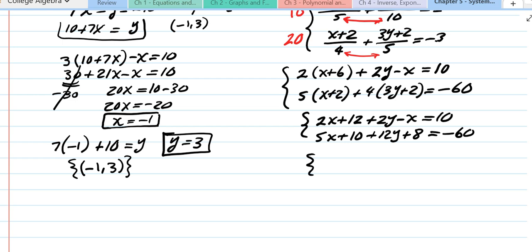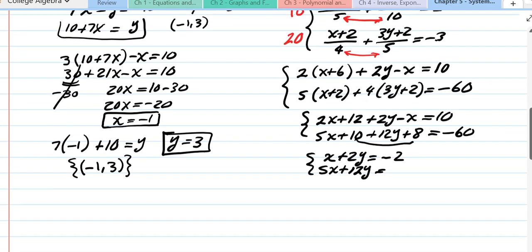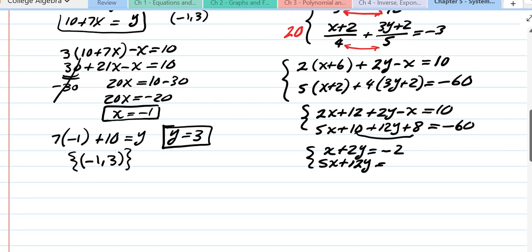First equation, combine like terms. 2x minus x would be x plus 2y equals. Move 12 to the other side or subtract it from both sides. And there, that's what that is. And then the bottom one, we have 5x plus 12y. So that's 5x plus 12y equals, 10 and 8 make 18. And subtract 18 from both sides, we get negative 78.